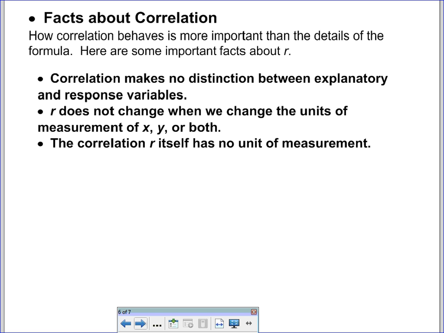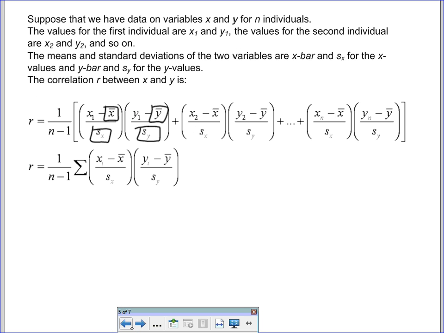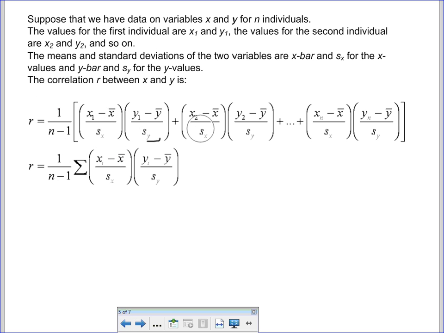How correlation behaves is more important than the details of the formula. So here are some important ideas. If we go back to this, I'll show you some interesting things. Whatever the units on this are going to be the units on this, which are going to be the units on this. So if you've ever done any unit analysis, the units would cancel. And that's going to be the same thing here: the units would cancel.